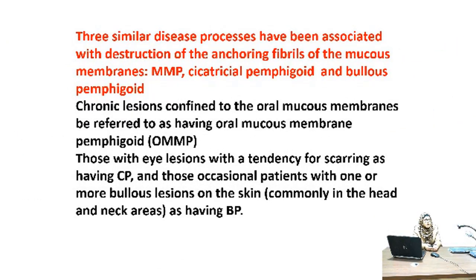Three similar disease processes have been associated with destruction of anchoring fibrils of the mucous membrane: mucous membrane pemphigoid, cicatricial pemphigoid, and bullous pemphigoid. Chronic lesions confined to the oral mucous membrane are referred to as oral mucous membrane pemphigoid. Those with eye lesions with a tendency for scarring have cicatricial pemphigoid, and those patients with one or more bullous lesions on the skin we call bullous pemphigoid.